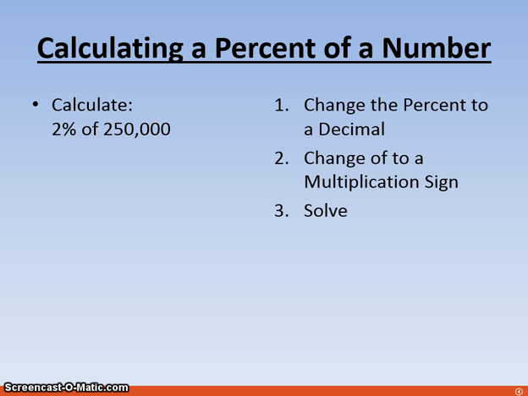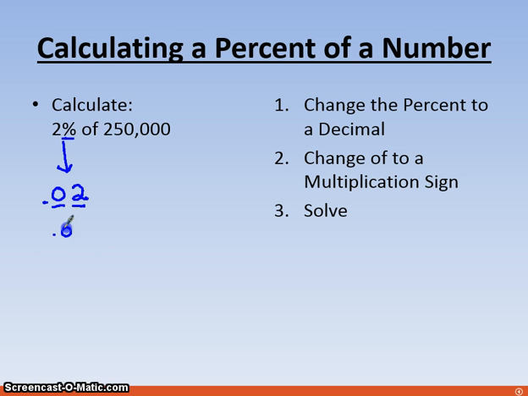Let's do another practice problem. You may pause the video and try it on your own if you're ready for that. Remember, there are 3 steps in calculating a percent of a number. The first is to change the percent to a decimal. 2% literally means 2 out of 100, so we need a 2 in the hundredths column. This is the tenths column, this is the hundredths column, so we need a 2 in the hundredths column. What will we write here in the tenths column? That's right, 0, because there are no tenths in the number 2.